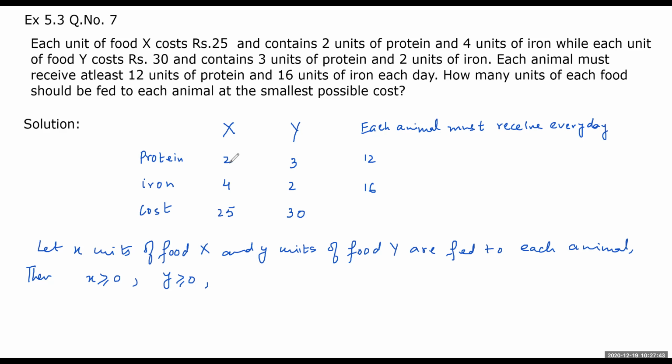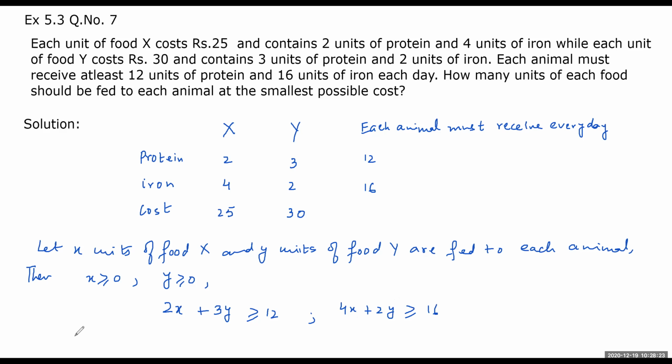And then x units of food X, so it means each animal will get 2x plus 3y, y units of food Y. So protein they will get will be 2x plus 3y. It has to be greater than or equal to 12. And what about iron? The iron will be 4x plus 2y. It has to be greater than or equal to 16.